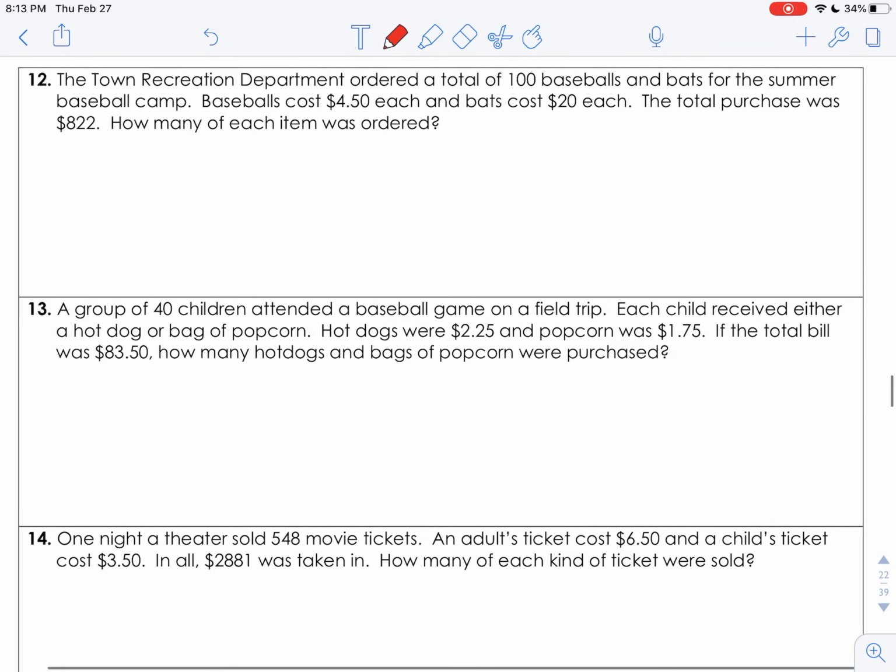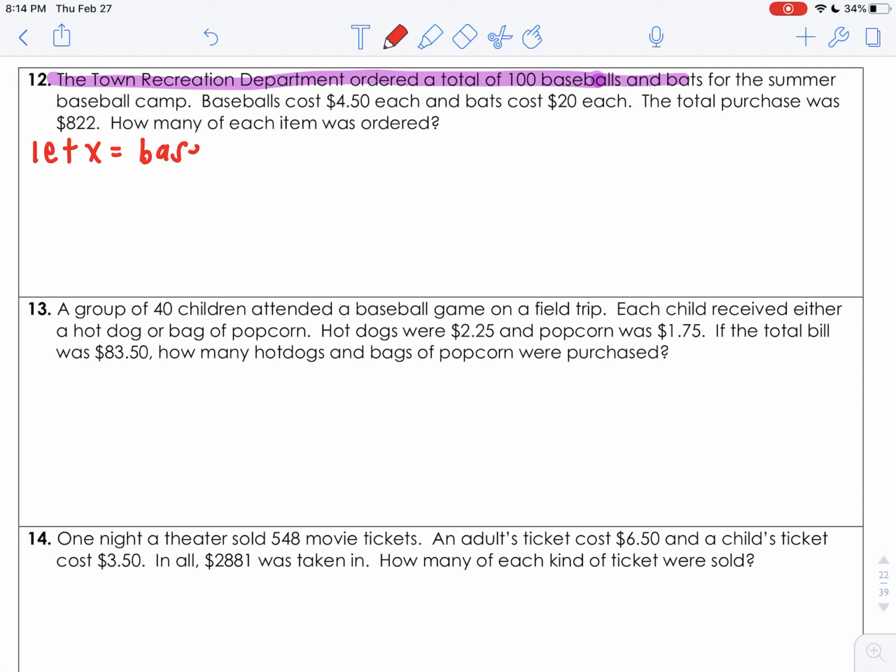Number 12. The town recreation department ordered a total of 100 baseballs and bats for the summer baseball camp. Baseballs cost $4.50 each and bats cost $20 each. The total purchase was $8.22. How much of each item was ordered? Okay, in this case, it says that they ordered a total of 100 baseballs, right? And bats for the summer. So we know that we have two different variables. We're going to say let x equals baseballs and let y equals bats.